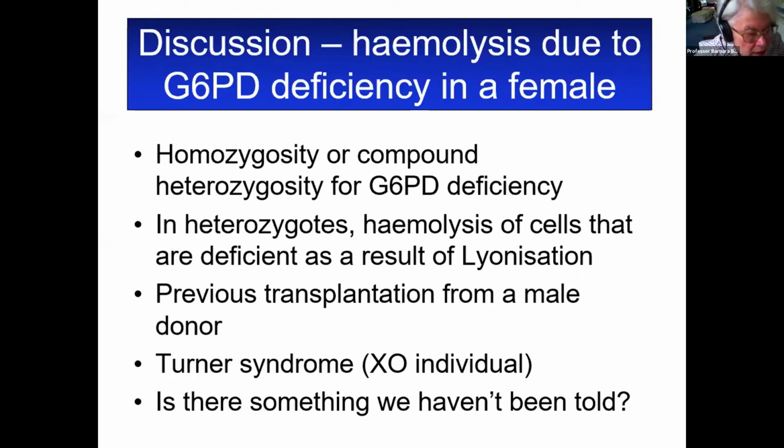The other circumstance in which we see this is when a patient has had a hematopoietic cell transplant from a male donor who happened to be G6PD deficient. And this can be among the clinical details that are not revealed to us. And the transplant may have been done in another hospital, so it may not be in our records. G6PD deficiency has also been described in Turner syndrome when apparent females have only a single X chromosome. So the next question was, was there something that we hadn't been told?